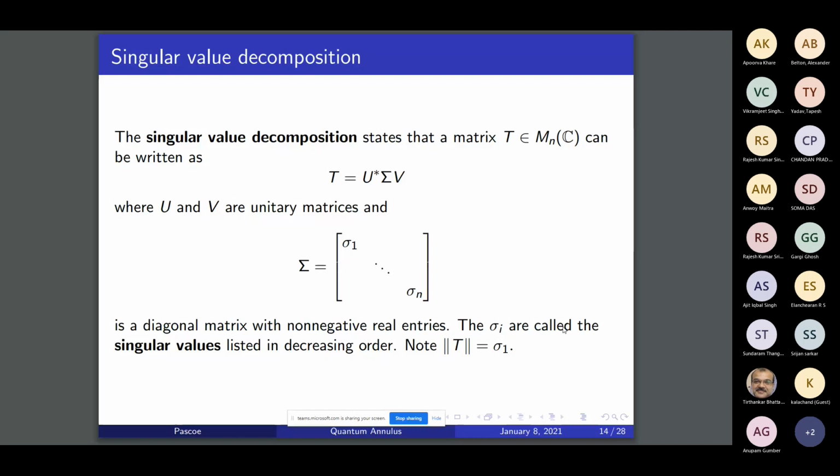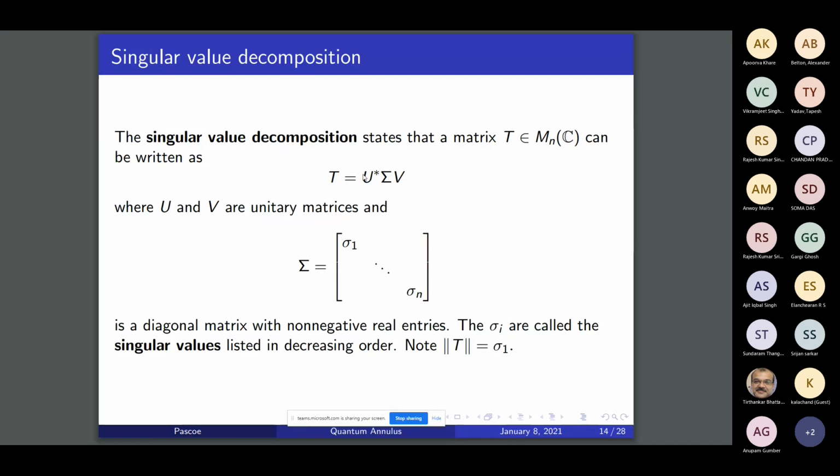The next thing is the singular value decomposition. So the singular value decomposition states that if I've got a matrix, in this case, we're going to use square matrices, but we could use rectangular matrices if we wanted to. But it's slightly more complicated to state the singular value decomposition in that setup.